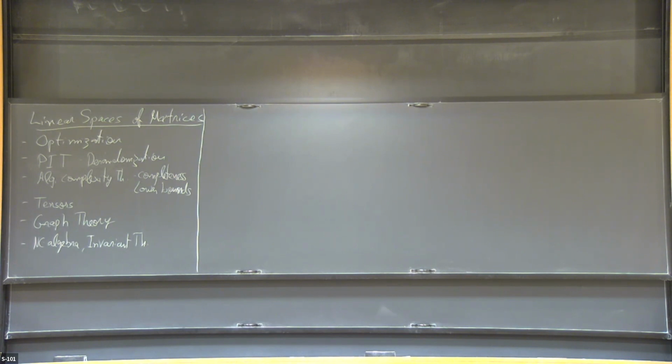Understanding such spaces, I'll start with one of the nicest places in which it arose, which is in the context of optimization, Edmonds' work. Then I'll talk about several different ways in which it comes up in algebraic complexity theory. Then I'll talk about tensors and graph theory motivations, and at the end, things closer to what I'm trying to do now, with these questions related to invariant theory and non-commutative algebra.